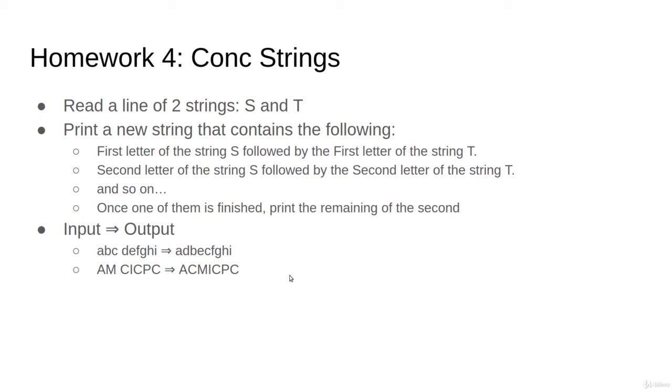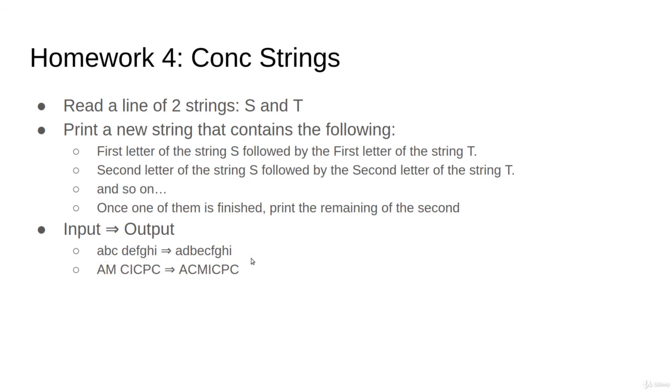For example, let's print the string here. Let's say that the first line has an input ABC and the second line has D, E, F, G, H, I. Observe that I'm just giving them here. I'm sorry, it's just a line of 2 strings, not 2 lines. A single line of 2 strings.